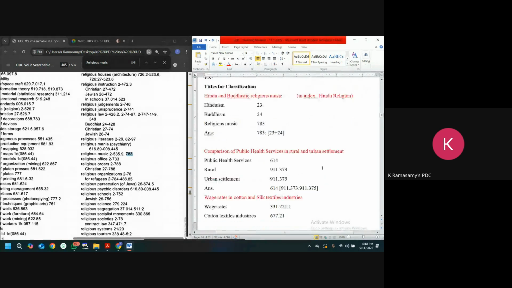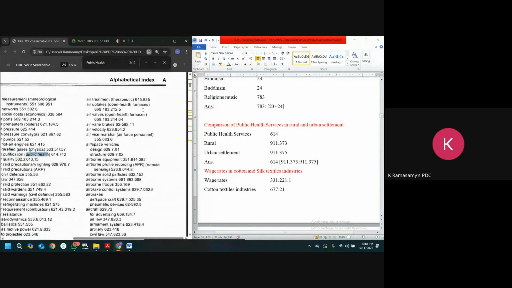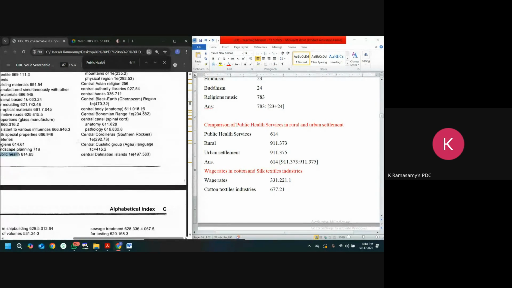Okay, I'll give another example. Comparison of public health services in rural and urban settlement. That is a topic. Let me try first for public health services. I'll go to my index. Is there any term called public health service? It says no. Then I try public health. Okay, a few terms are there.